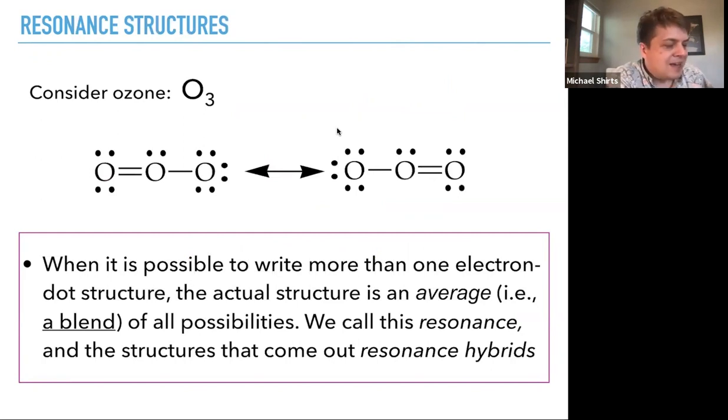It's not bouncing back and forth. It's a superposition of the two. It's half of one, half of the other. The structures that come out are resonance hybrids.